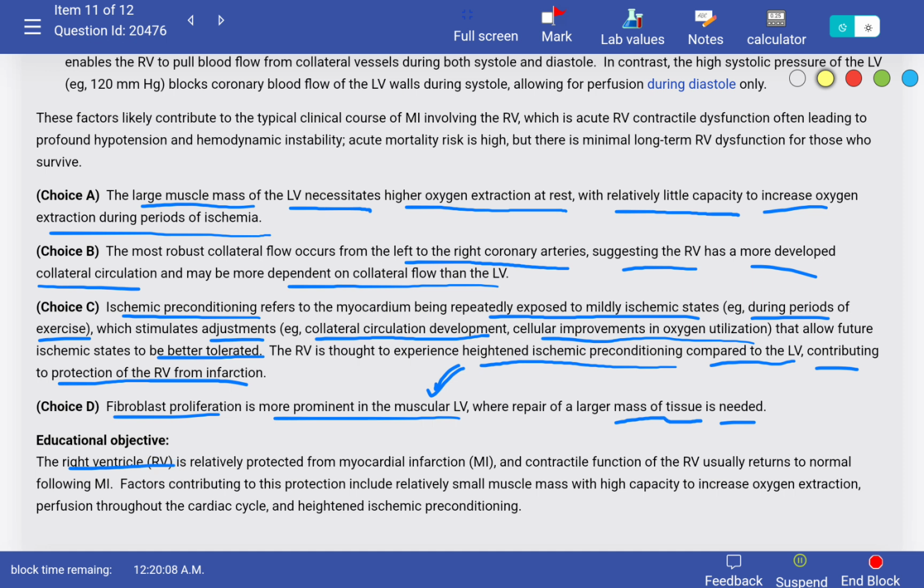So the right ventricle is relatively protected from myocardial infarction, and contractile function of the right ventricle usually returns to normal following MI. Factors contributing to this protection include relatively small muscle mass with high capacity to increase oxygen extraction, perfusion throughout the cardiac cycle, and heightened ischemic preconditioning, right? So they can increase collateral circulation, right?